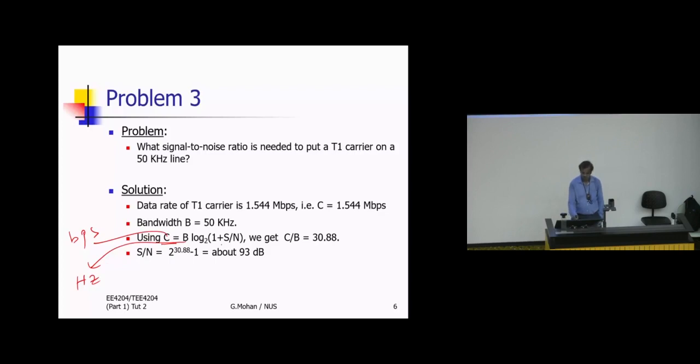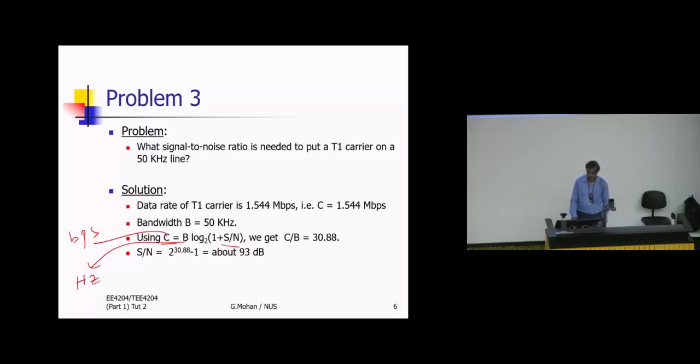This signal to noise ratio, as I said, represents the quality of the channel or link. Three variables are involved here: C, B, and signal to noise ratio. If 2 are given, you can easily calculate the other one.